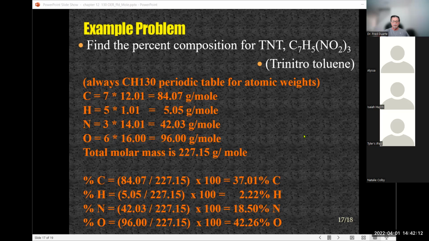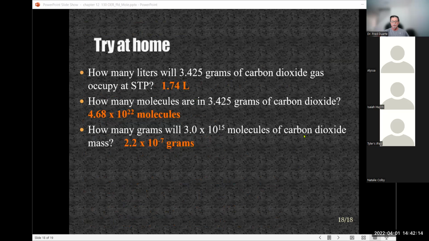Okay, don't forget to use the periodic table. All right, you might try these at home. And in fact, if you have trouble getting those same answers, it's a good opportunity. Next Friday, we can bring them in and go over them.